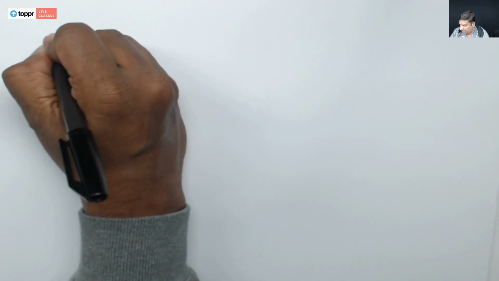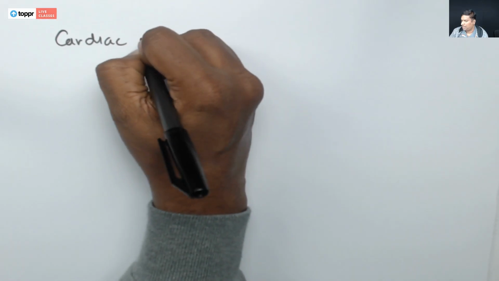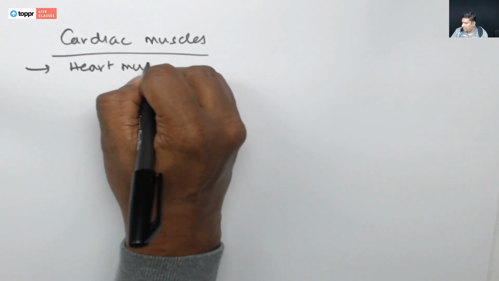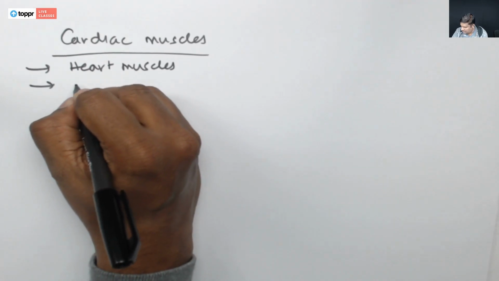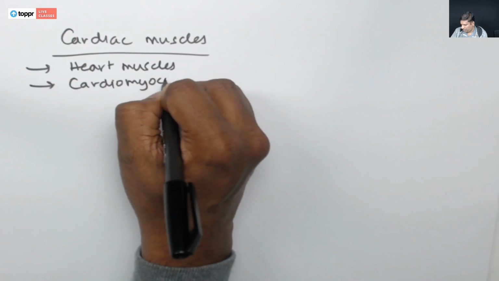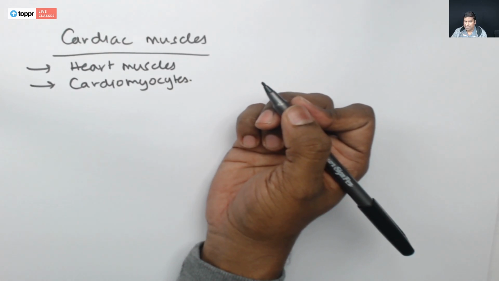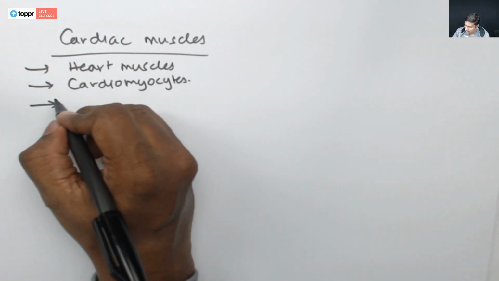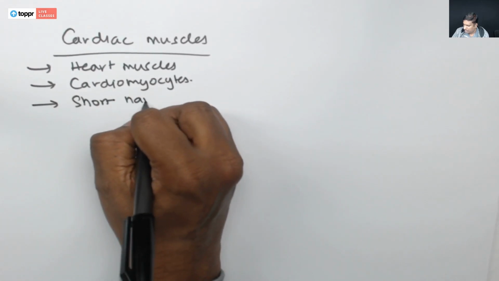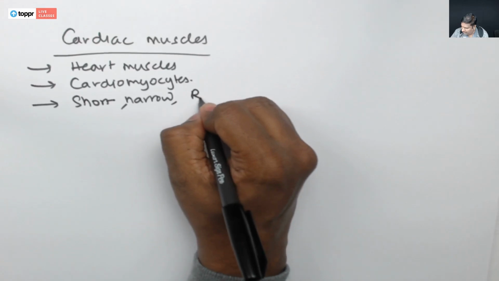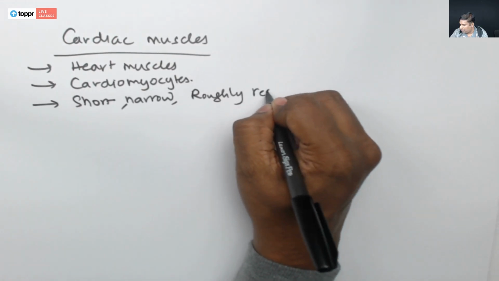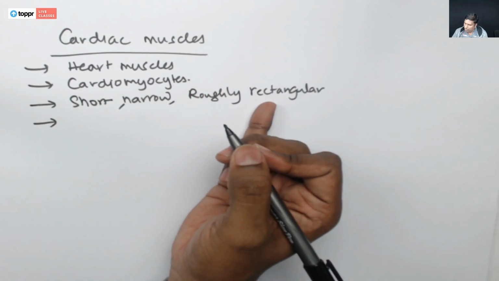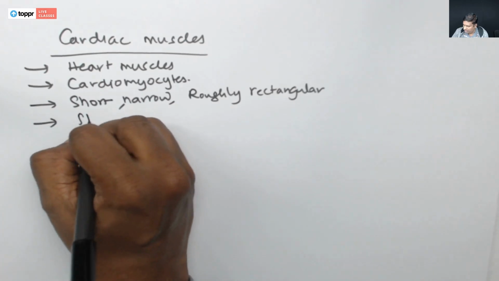Then we'll finally move on to the cardiac muscles. We all know these are heart muscles, as the name suggests, cardiac, and these muscle cells are called cardiomyocytes. If you look at the shape, they are short, narrow, and roughly rectangular. So in a way they are more like the skeletal muscles, because even these have striations.